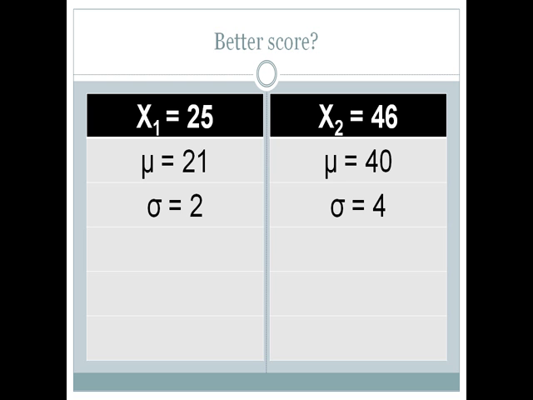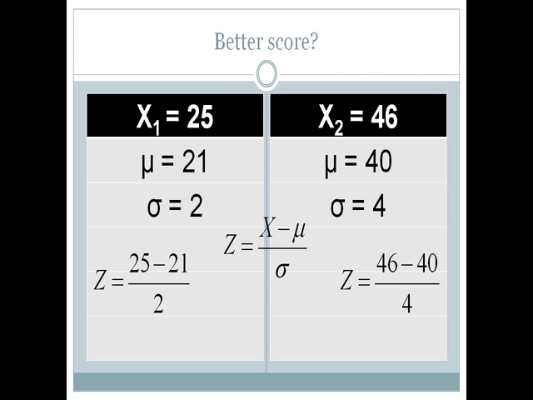Alright, so I'll give you a second to pause the video. Here's the answer. On the first test, I was actually 2 standard deviations above the mean. And on the second test, I was 1.5 standard deviations above the mean. Both of them are positive z-scores, still above the mean, but the score of 25 was better relative to the class. So this is a practical application of z-scores.